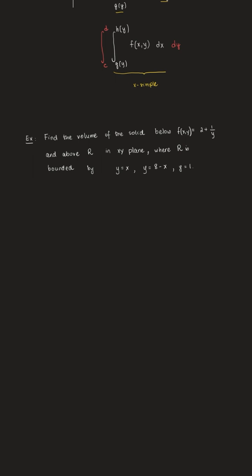The first thing that I recommend that everybody does at the very beginning is sketch your region R on the xy plane. So let's do that. Here's our xy plane, and we have a bunch of lines to sketch. The first one's y equals x, so that cuts right through diagonally. There's the line y equals x. Then we have the line y equals 8 minus x.